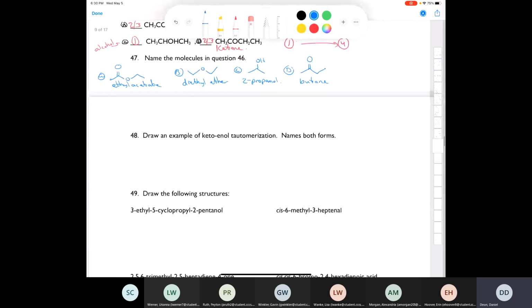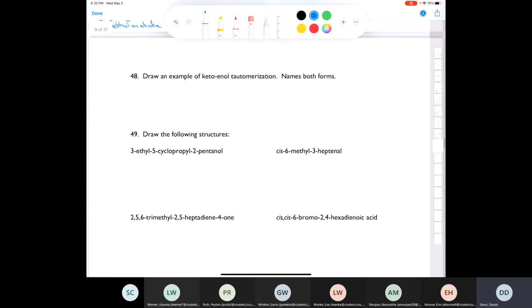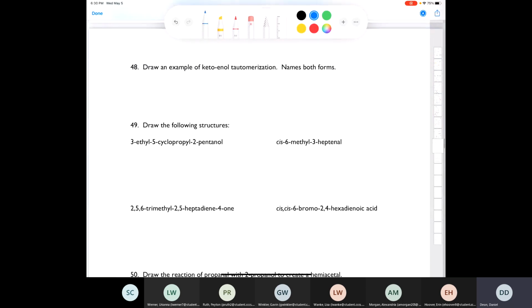Anyhow, kind of interesting. Draw an example of keto-enol tautomerization. Look, we've already gone over this a little bit tonight. I want you to be able to recognize when you have an enol and when you have a ketone. So the example that I put in the solutions was just something like this. Let's do something different though.